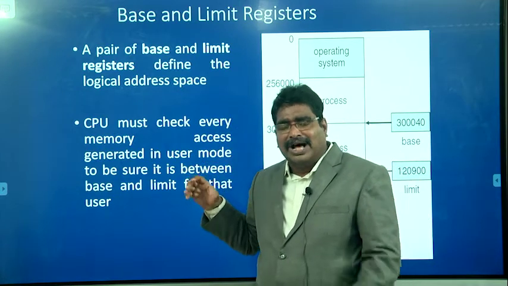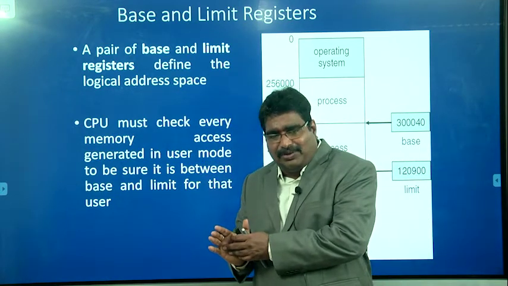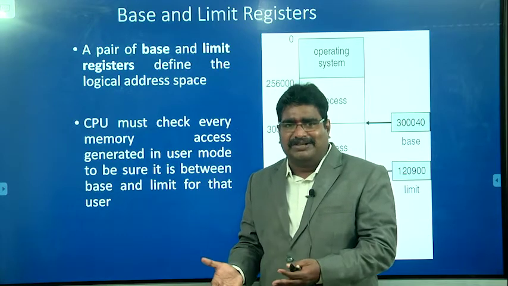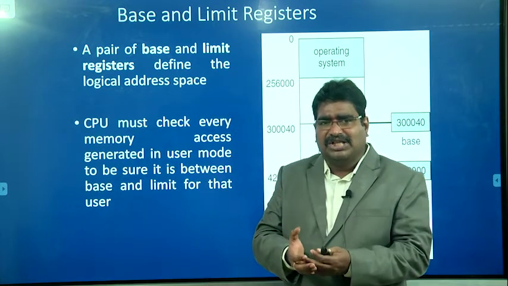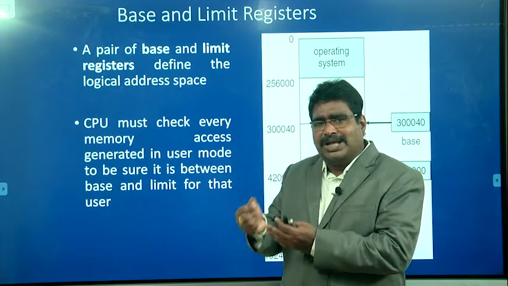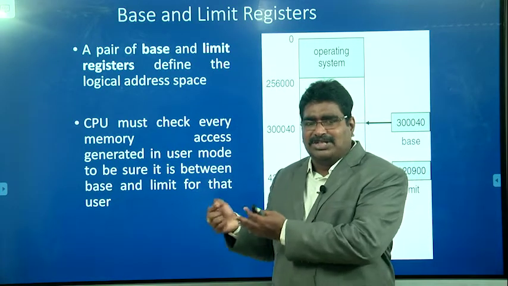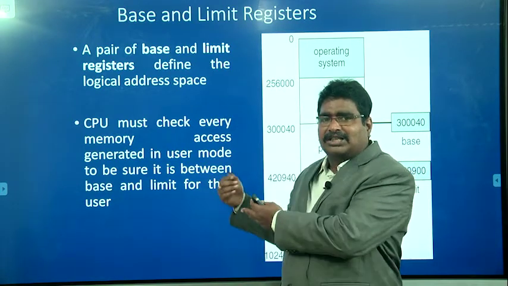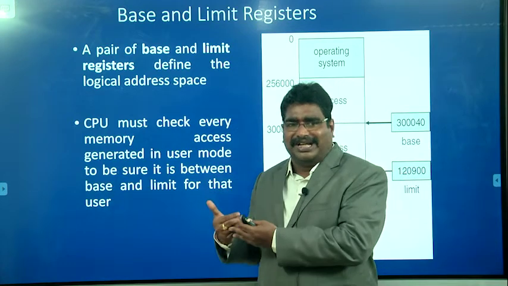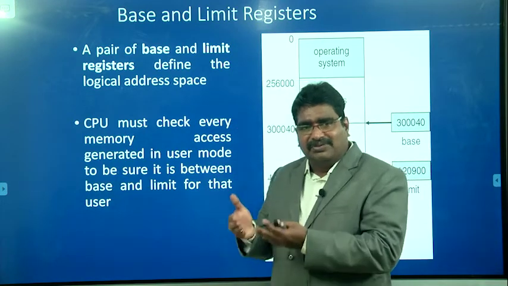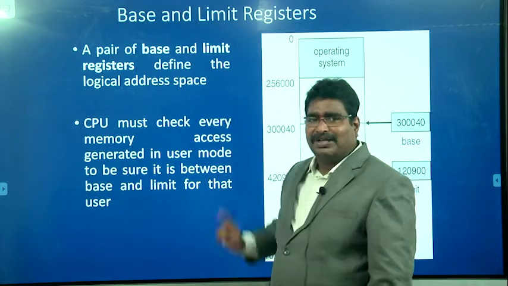Already in the previous slide we discussed that, to provide protection, the operating system ensures that every process is allowed to access its allocated memory space only. It is not allowed to access the other processes' instructions and data. That protection is achieved using the limit register.